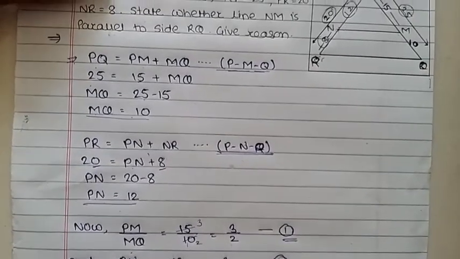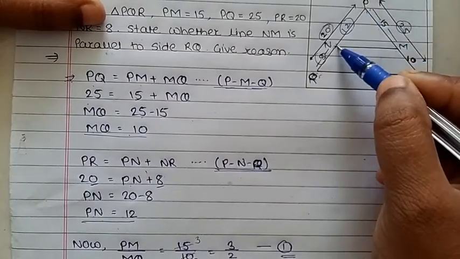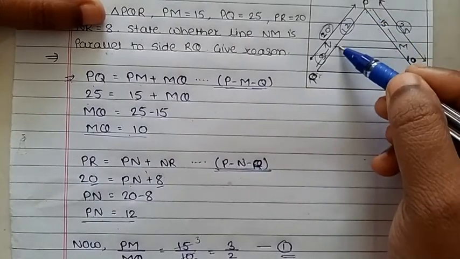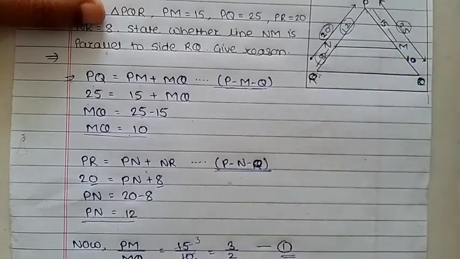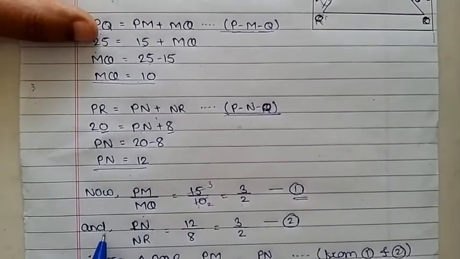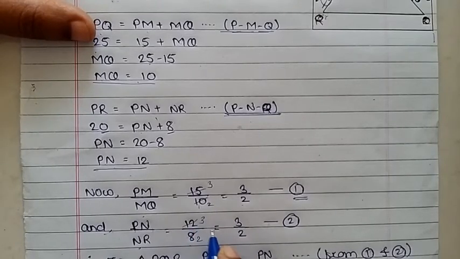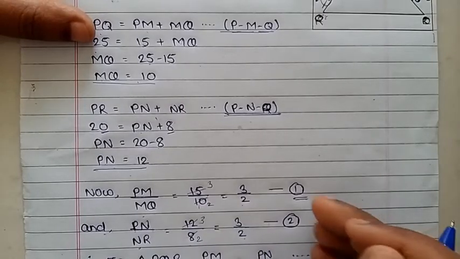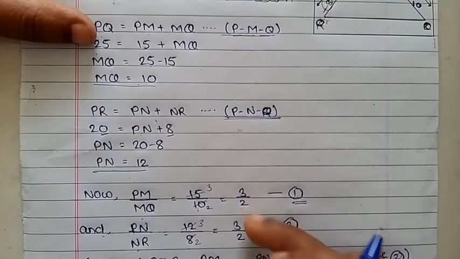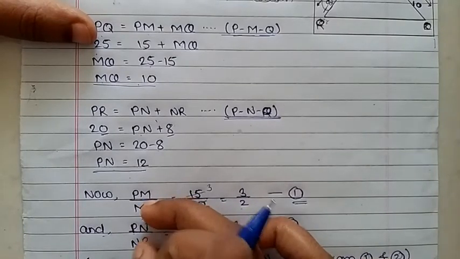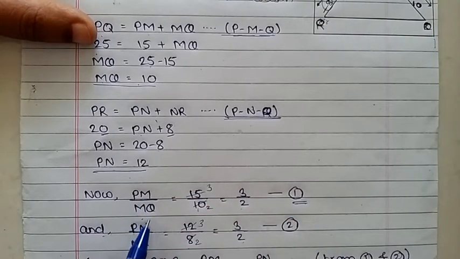Now we have to calculate the ratio PN upon NR. The value of PN is 12 and NR is 8, so PN upon NR is equal to 12 upon 8. Four twos are 8, four threes are 12. So it is 3 upon 2. Just observe equation 1 and equation 2: 3 upon 2, 3 upon 2. That means these two terms are equal, that is PM upon MQ is equal to PN upon NR, because the values of these two terms are the same.